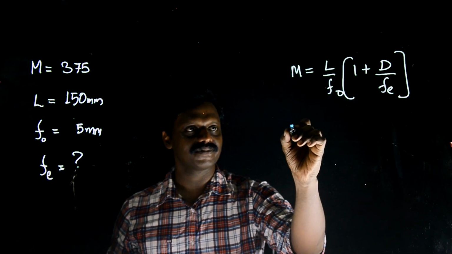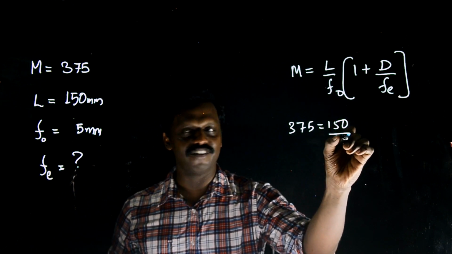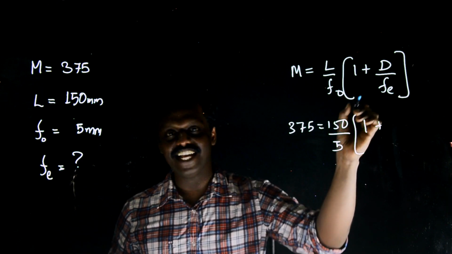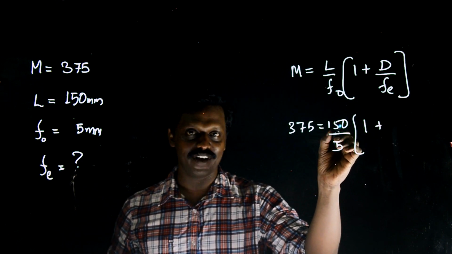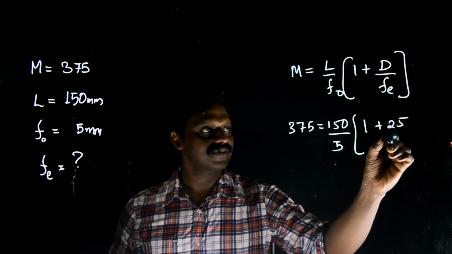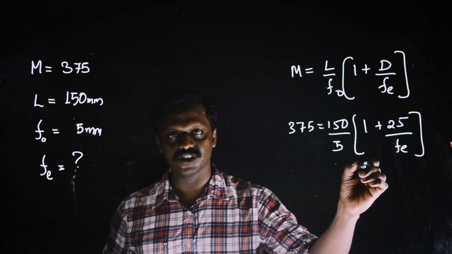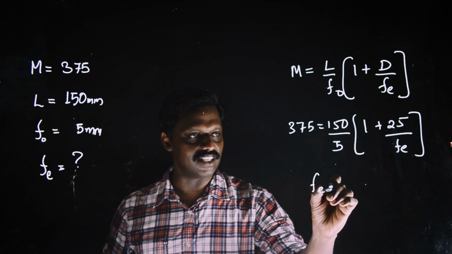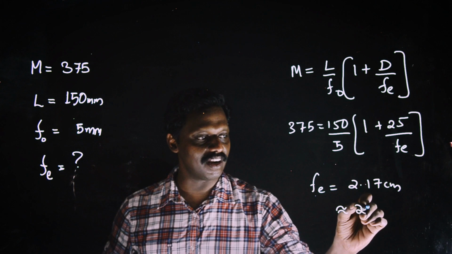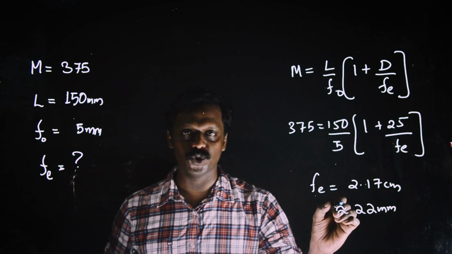Substituting the values, 375 is equal to 150 divided by 5 multiplied by 1 plus D, considering the final image to be formed at the least distance of distinct vision, 25 divided by fe. Solving which, we have fe equal to 2.17 centimeter, which is approximately equal to 22 millimeter. So the answer is 22 millimeter.